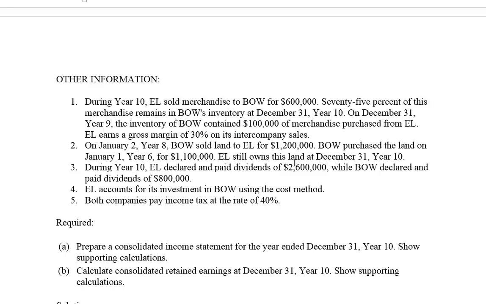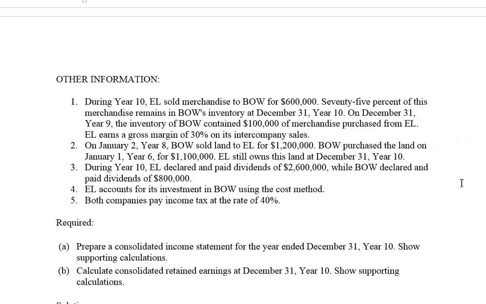Now, to further complicate your life, they now add a land sale that happened in year 8. That's when the sub sold land to L, the parent. So now we've got what I would call a downstream sale, a sale from the sub to the parent, and that's for $1.2 million. But Bo, the sub, when they bought the land in year 6, they paid $1.1 million for it. So what happened is that they jacked up the price by $100,000 to the parent, and now the parent has not yet unloaded the land as at the end of year 10.